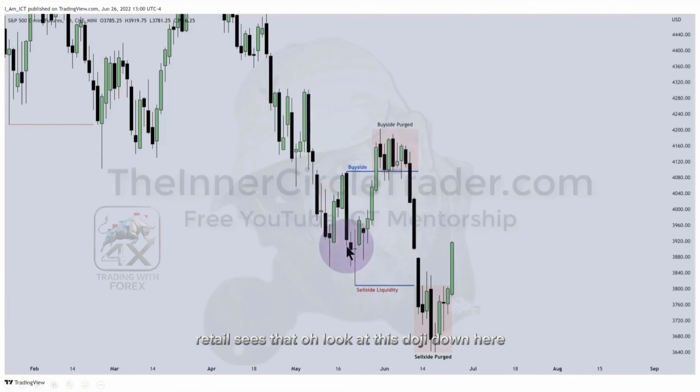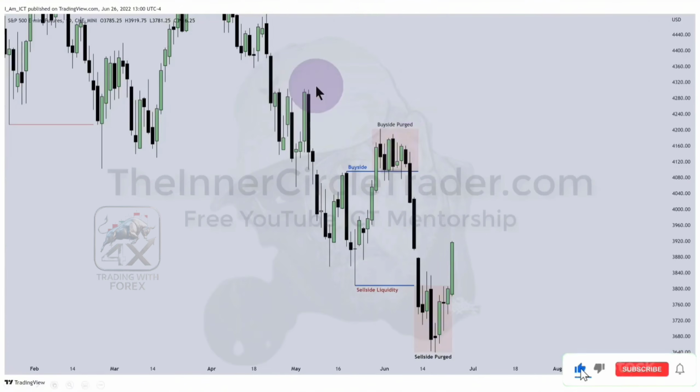Retail sees that. Oh, look at this doji down here. It ran up. Support is now being found here because that was resistance. And that is now what? A continuation of a buy side run higher with a bull flag. It's going to run for this area here because that's resistance. And the opposite took place.